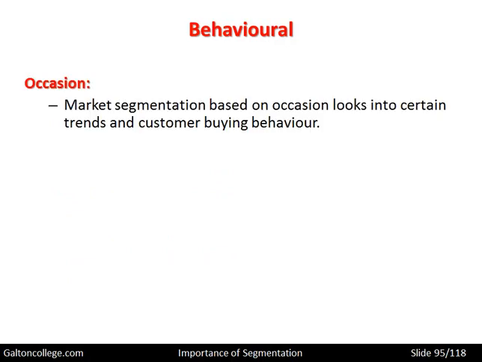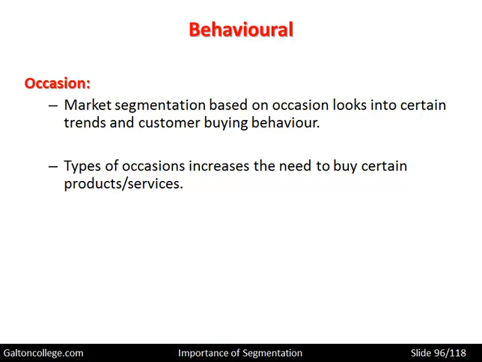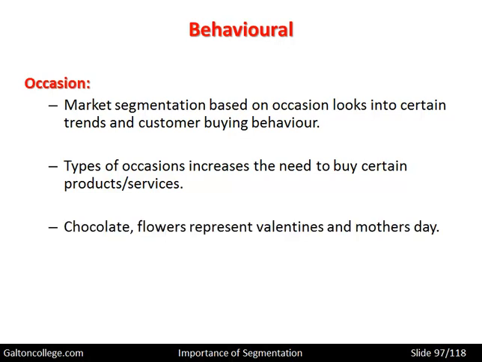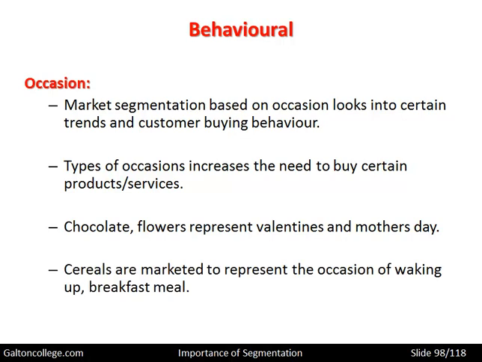Occasion. Market segmentation based on occasion looks into certain trends and customer buying behavior. Types of occasions increase the need to buy certain products and services. So we must look at the types of occasions that we're dealing with. So for example, chocolate and flowers and Valentine's and Mother's Day. Now these may go together. Cereals are marketed to present the occasion of waking up, breakfast meal. So it's an occasion. We wake up, so we have cereal. But we need to identify the occasion. Why does this time require that product?